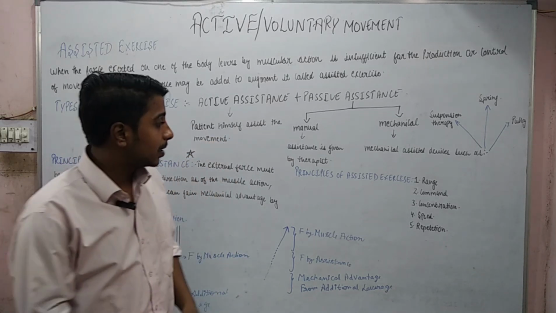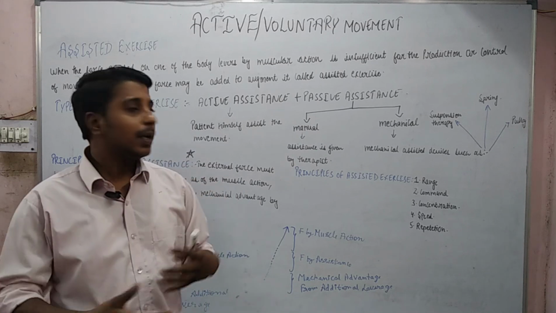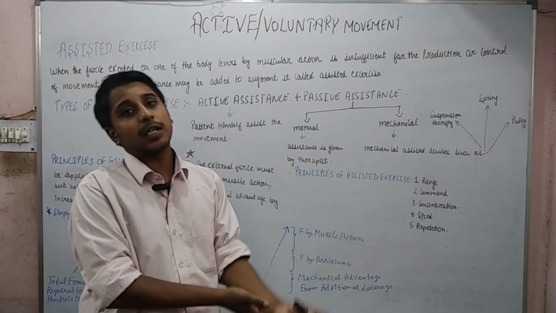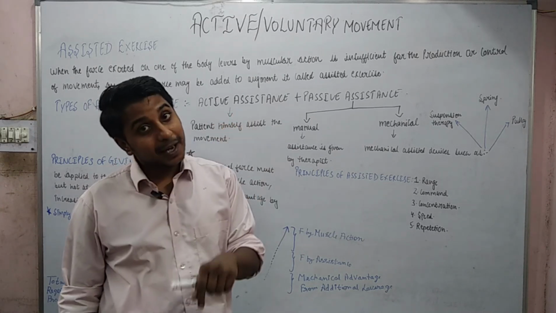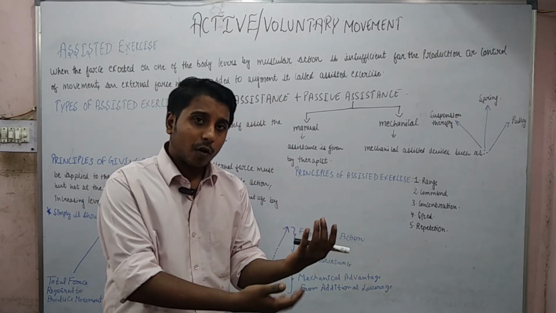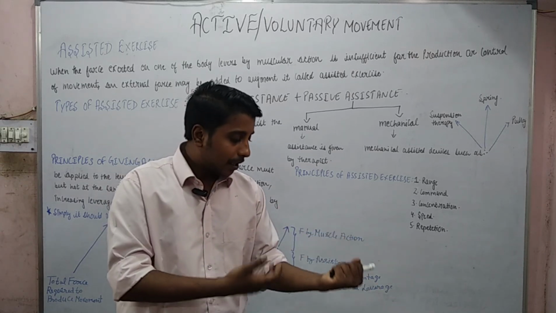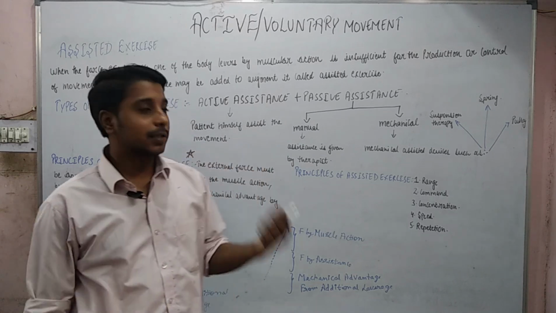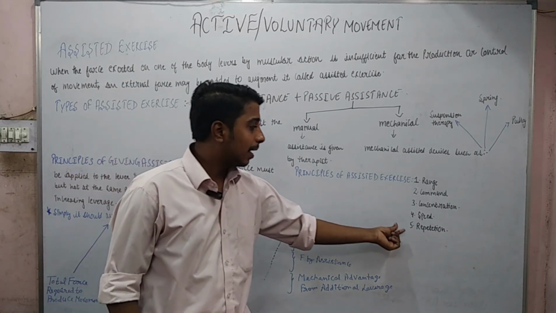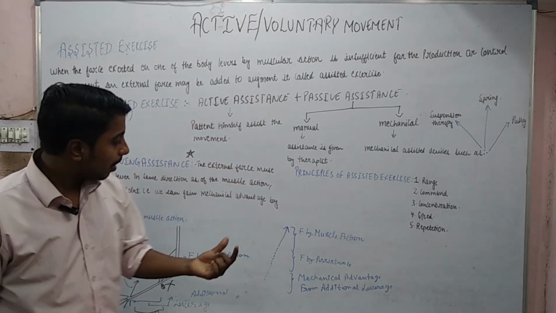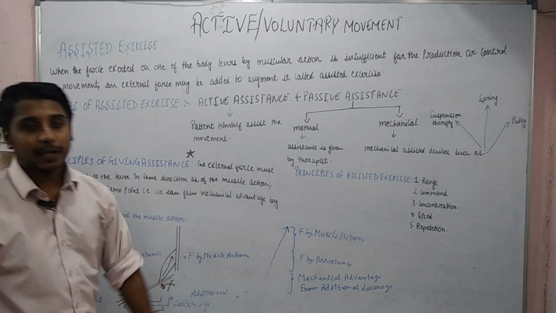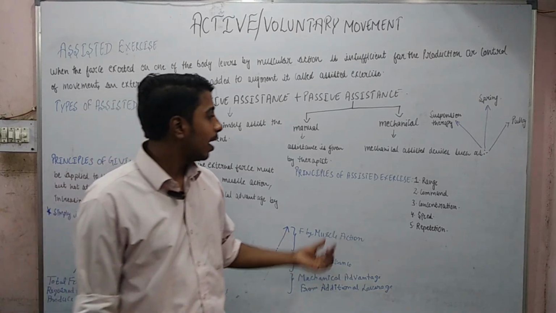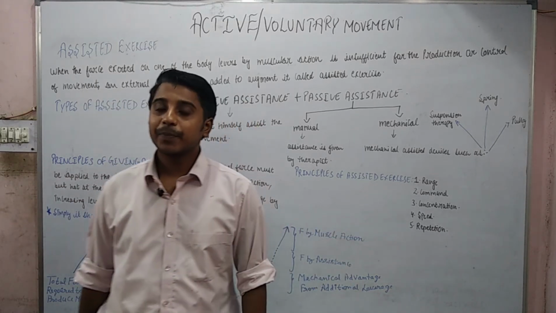Then speed, yes, speed should be fairly slow, because if the assistance is fast, it will become again a passive movement. Speed should be according to the patient. If the patient is doing it slowly and then stops, you can give slight assistance to increase the speed, by increasing the mechanical advantage and giving some external force. Then repetition, yes, a lot of repetition is required for the assisted exercise.